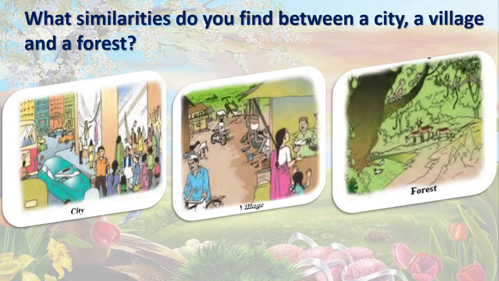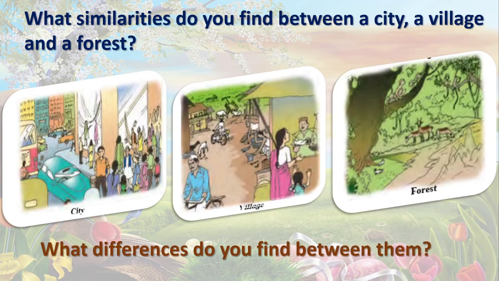Means the similarity between these three pictures, that is a city, a village and a forest, is nothing but that the living beings are fulfilling their basic needs. Isn't it? The ways are different but the cause or the reason is the same. Correct? Okay. Now, one more question belongs to these pictures, that is, what differences do you find between them? Again, we have to observe these three pictures and we have to tell what are the differences among these three pictures.